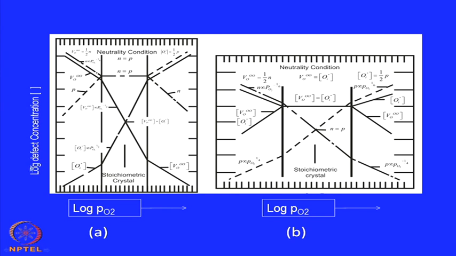In this diagram, we have plotted log PO2, and then there are the different concentrations. For example, this one is actually n, the concentration of electrons. This is very low PO2, and this is very high PO2. We have not mentioned exactly what the range is, but this is the concentration of n, that is the electronic concentration. This is the concentration of p.